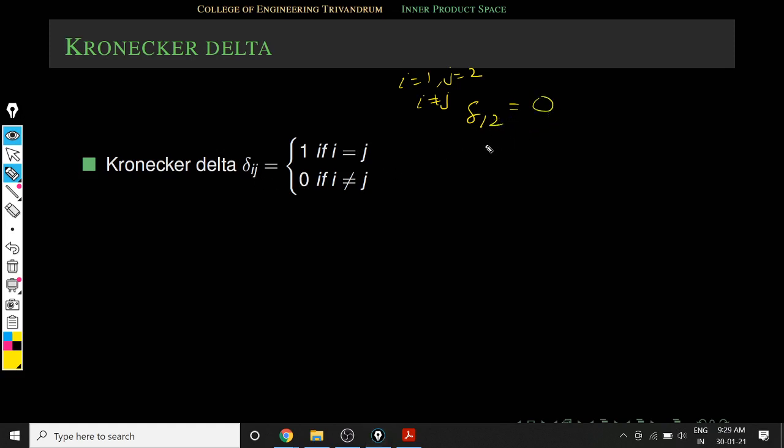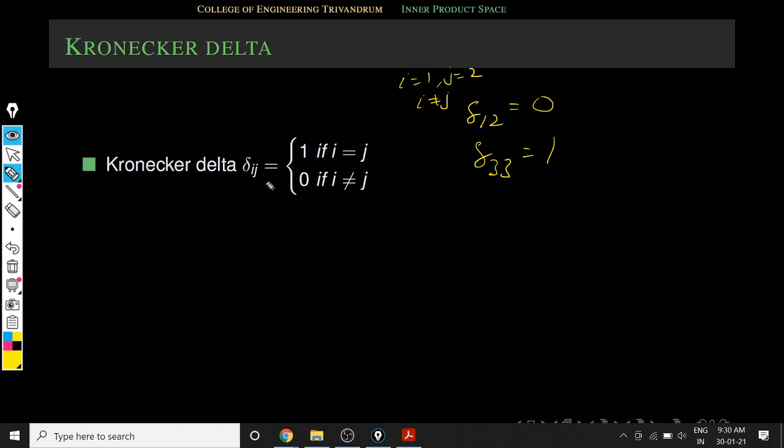You got the idea? For example, consider delta 3 3. Here i is equal to 3, j is also 3, so they are equal. So in this case the value is 1. That is the meaning of the Kronecker delta. So the Kronecker delta is defined like this: delta ij is equal to 1 if i equals j, 0 if i is not equal to j. This is a very standard function.